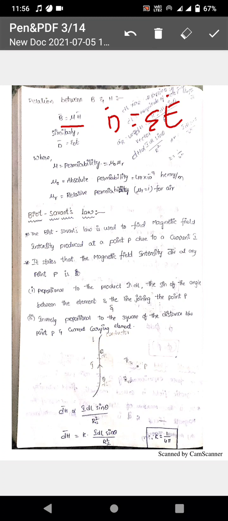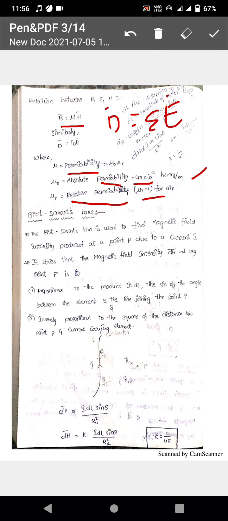permittivity. The retaining power of a magnet is known as permeability, that is equal to mu naught mu r. Mu naught is absolute permeability, that is 4 pi into 10 power minus 7. We have to remember the value of absolute permeability, 4 pi into 10 power minus 7 Henry per meter, whereas mu r is relative permeability, mu r equal to 1 for air.